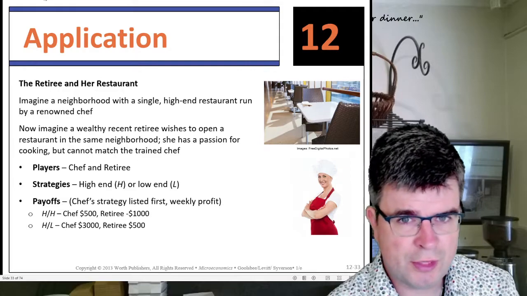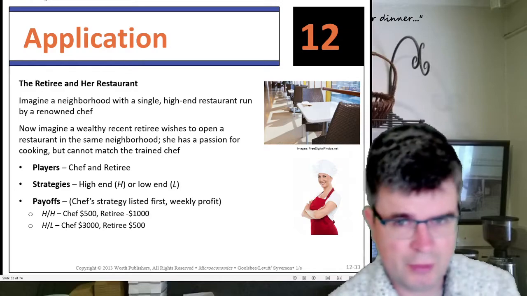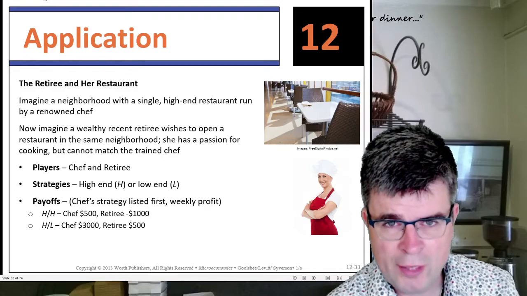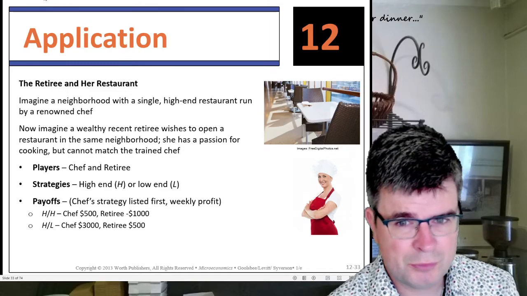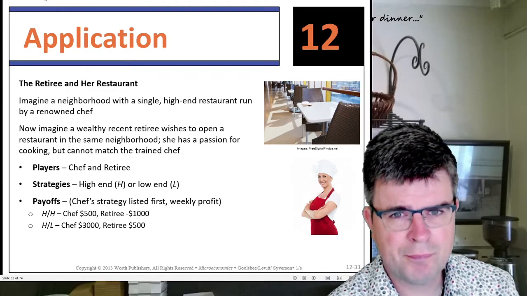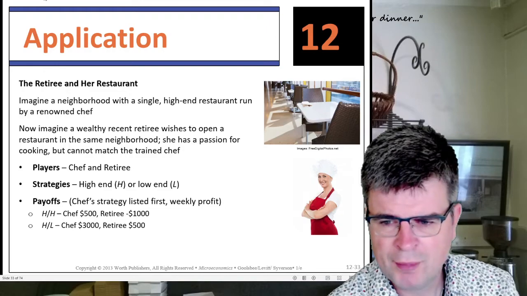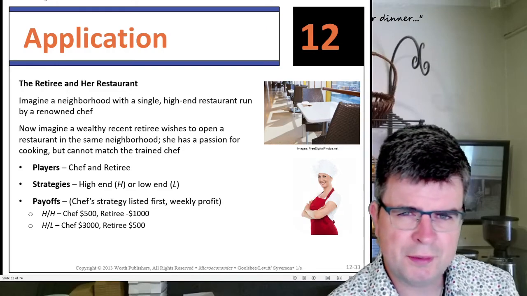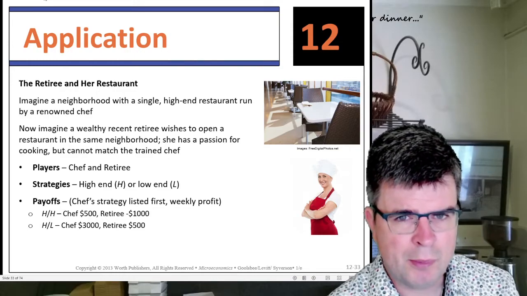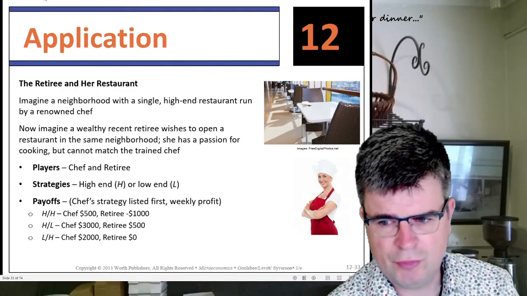If the chef decides to cater to the high end, whereas the retired person does the low end cooking, then the chef will earn profits of 3000. So that's even much better. No competition on the high end. And the retired person, well, cooking on the low end is easier. So she's also able to make some profits equal to 500.